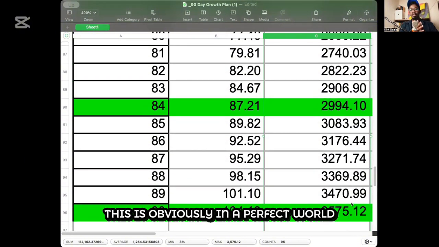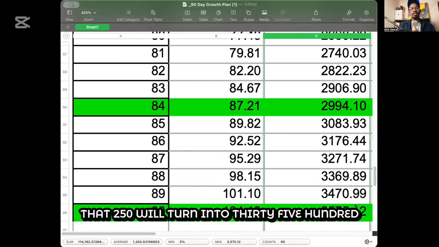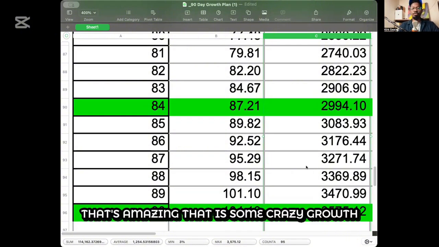Okay. This is obviously in a perfect world. If we gain 3% every single day for 90 days straight, that 250 would turn into 3,500. And that's amazing. That is some crazy growth.